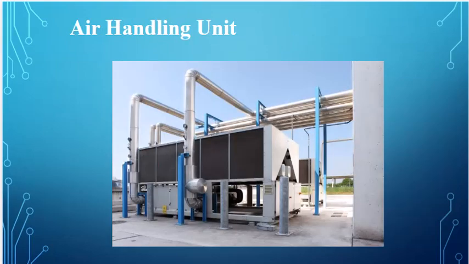Air handling unit. Air handling units, or AHUs, are essential components that distribute conditioned air throughout the building. They incorporate various elements, including filters, fans, and heating or cooling coils, to manage indoor air quality and temperature effectively. BAS controls AHUs to optimize airflow based on occupancy levels and temperature settings, ensuring energy-efficient operation.